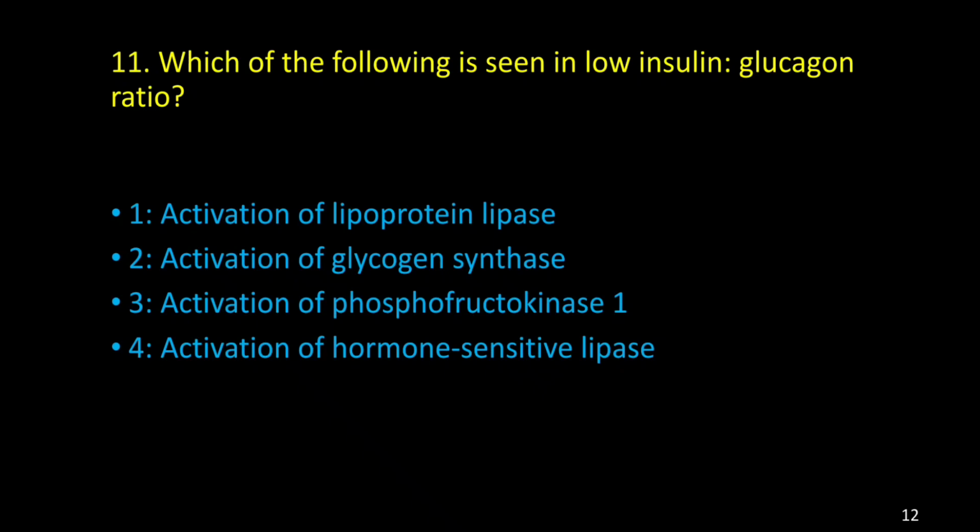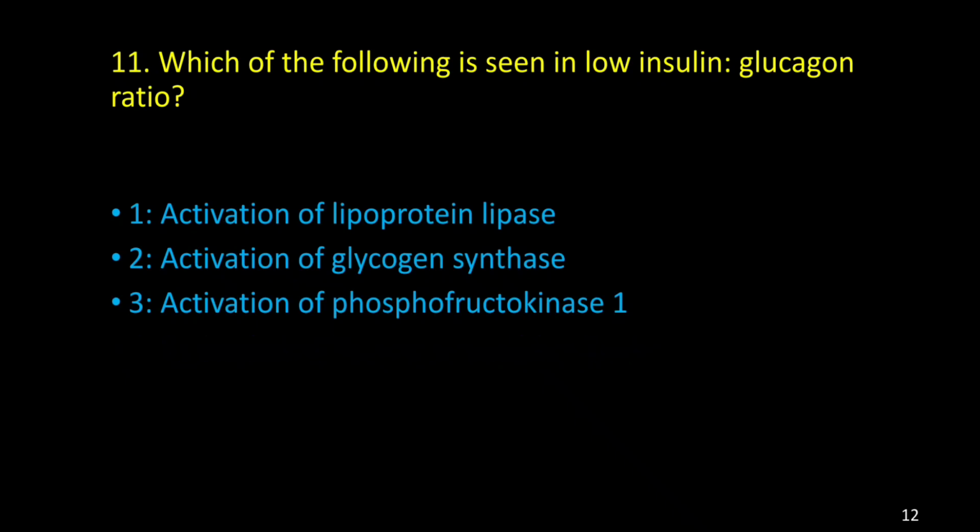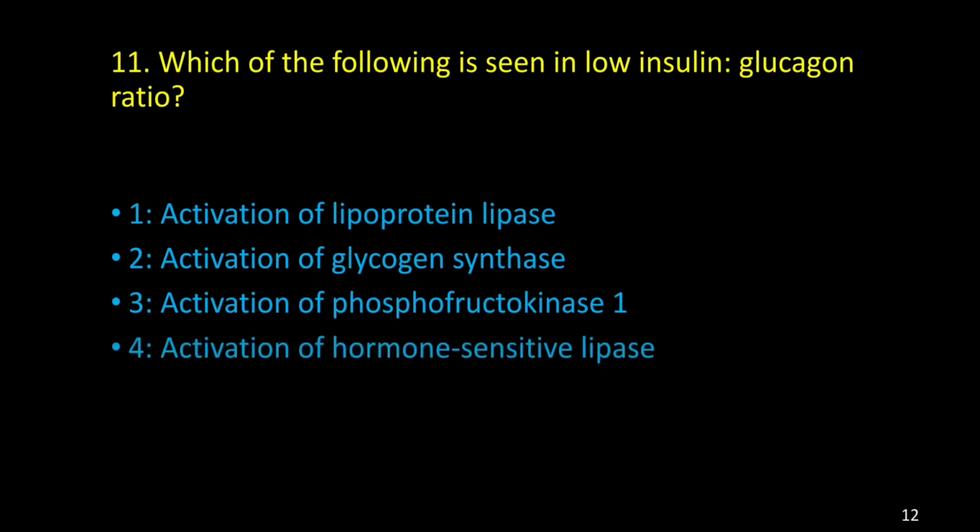So low insulin glucagon ratio means indirectly a high glucagon level, and that leads to activation of hormone sensitive lipase. So the right answer here is activation of hormone sensitive lipase. You have to choose the option according to the question. First understand the question, low insulin glucagon ratio, and identify its meaning. You already know everything about insulin and glucagon, just apply your logic, and that will help you choose the right option.